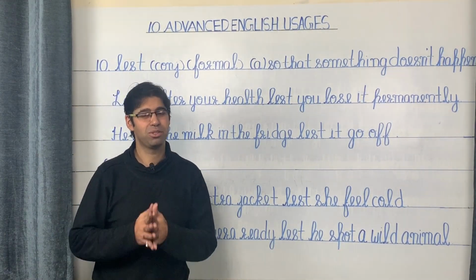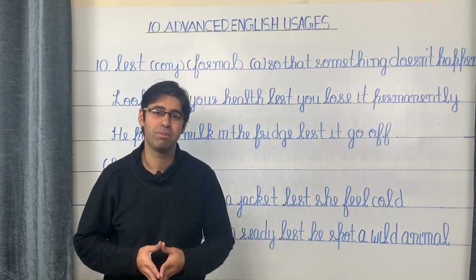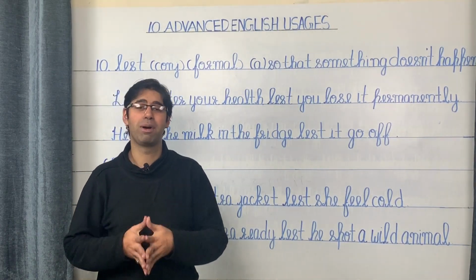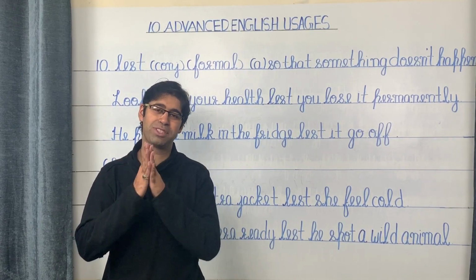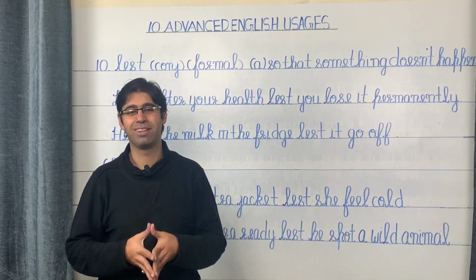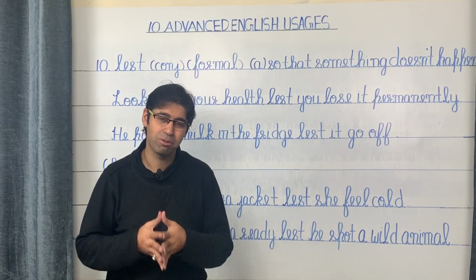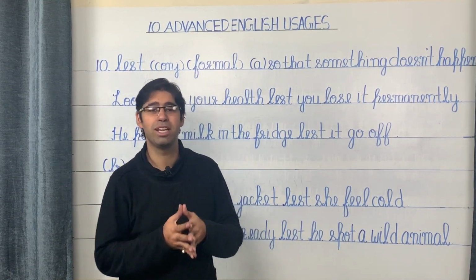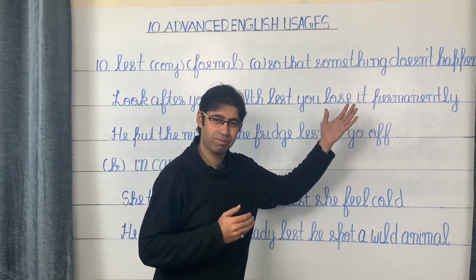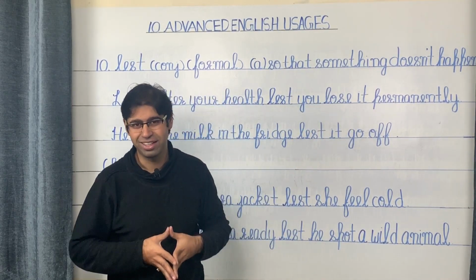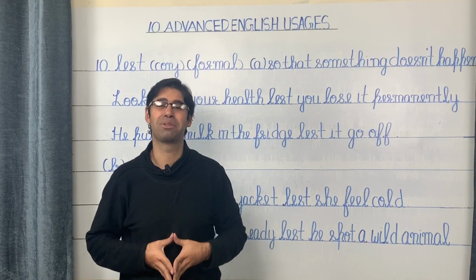Now, lest has two distinct uses. The first one being when we are talking about a situation wherein we wish to avoid the possibility of a future event from taking place. So in other words, lest serves as a replacement for so that something doesn't happen. I know it doesn't really clear things up, so let's go to some examples right away.